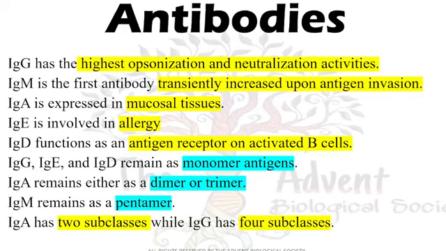The IgA remains as a dimer or a trimer. Okay, IgA remains as a dimer or trimer. IgM is a pentameric structure.